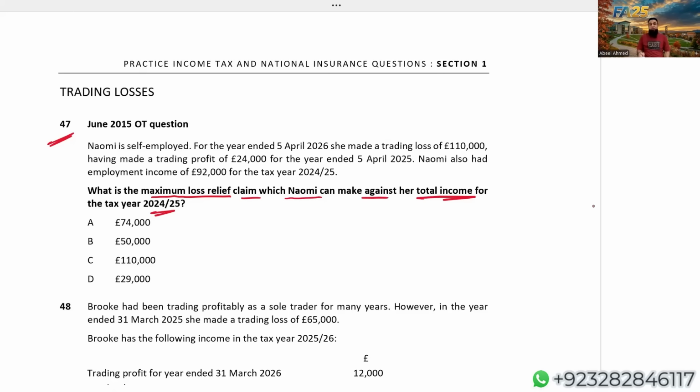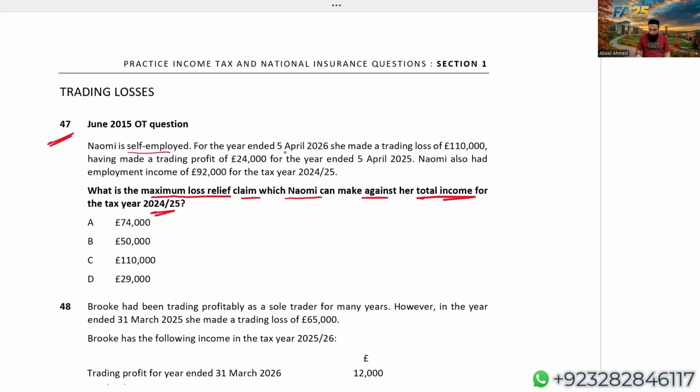First of all, students, before rushing to answer the question, you should try to understand what exactly the examiner is asking you. They're asking you the maximum loss relief which Nomi can make against her total income for the previous tax year, which is 24-25. Let's see. Nomi is self-employed, fine.